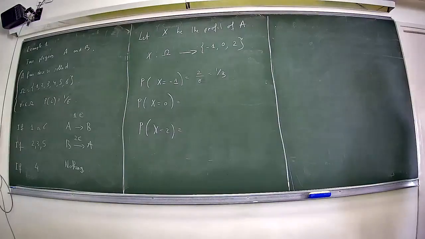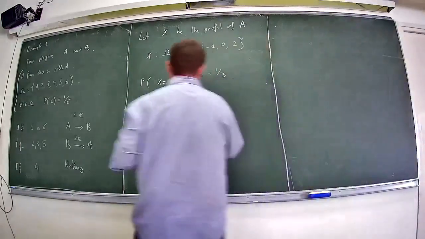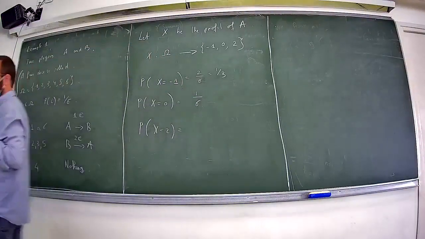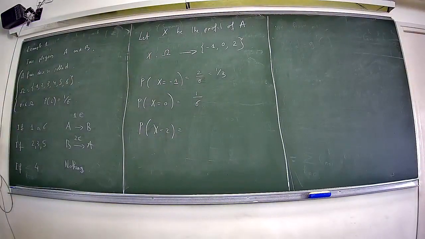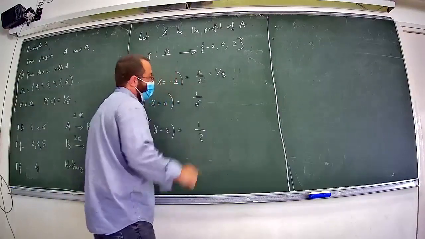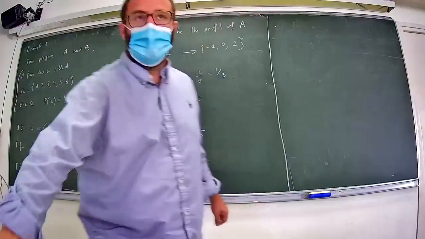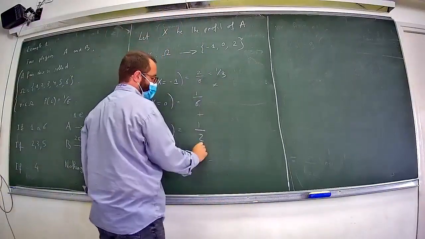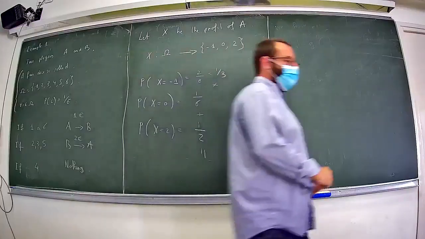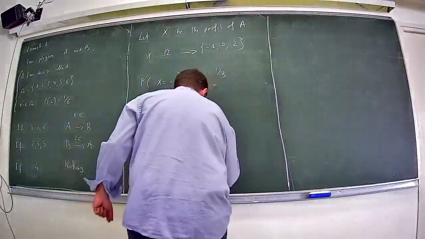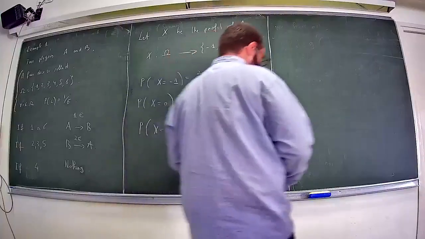What is the probability of nothing? 1 over 6. And what is the probability that X is equal to 2? Well, the remaining, if you want, but for the moment, you don't know: 1/2. If I do the sum of all these terms, I obtain 1. And it's nice that I obtain 1.